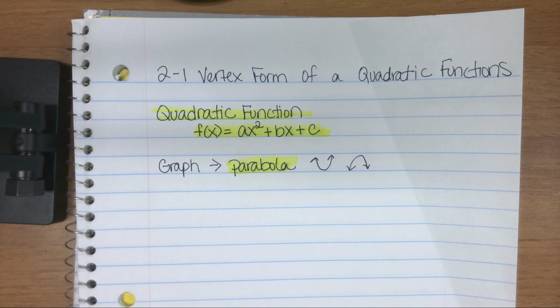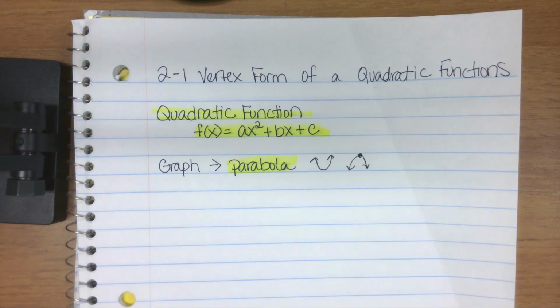There are two things that can happen. They actually can open right and left, but those aren't functions. The ones we're going to study this chapter open up or down. Just a little reminder, if it opens down, we call that the vertex, right?